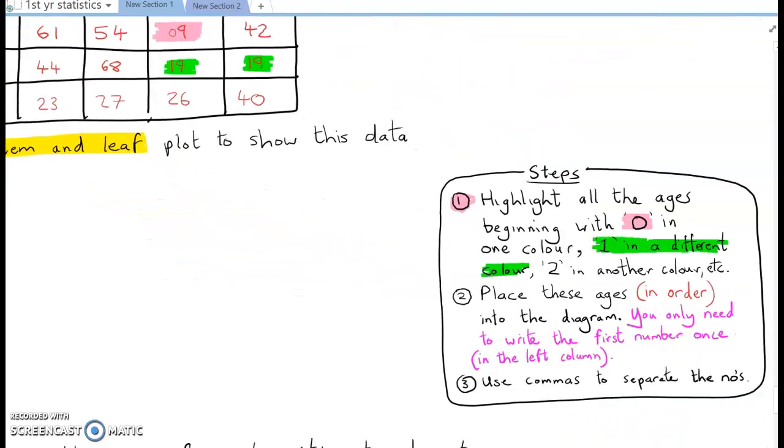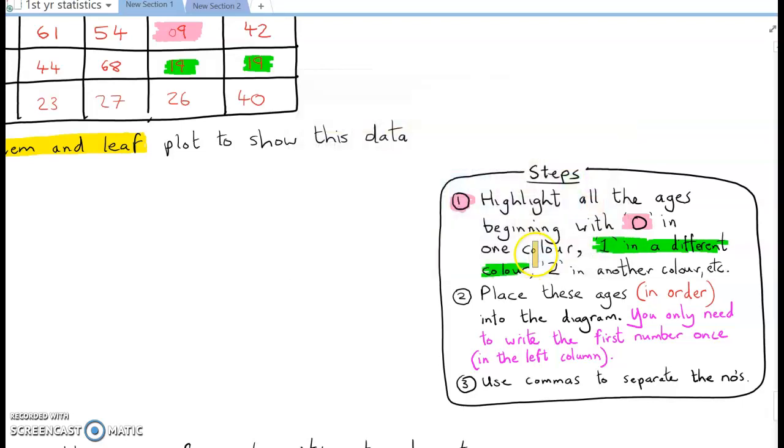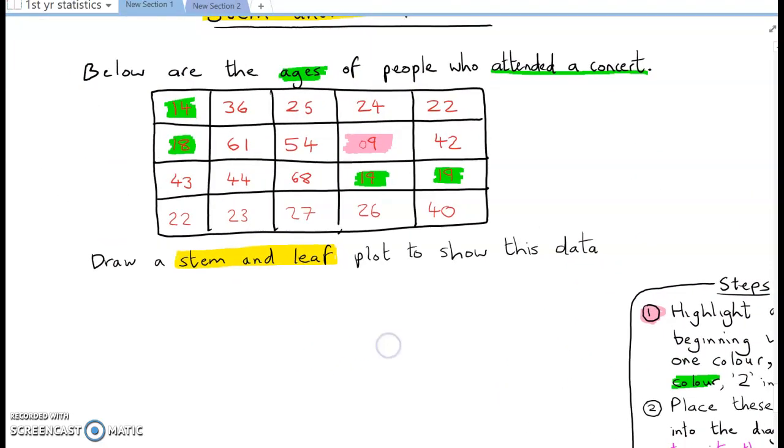What do we do now? All the numbers that begin with 2. We highlight them in a different color again. So let's do this color, whatever that is. We'll do all the numbers that begin with 2 in this color. So, no, that begins with 3. Oh, here's one. 25, that begins with 2, doesn't it? 24, that begins with 2. 22, that begins with 2.